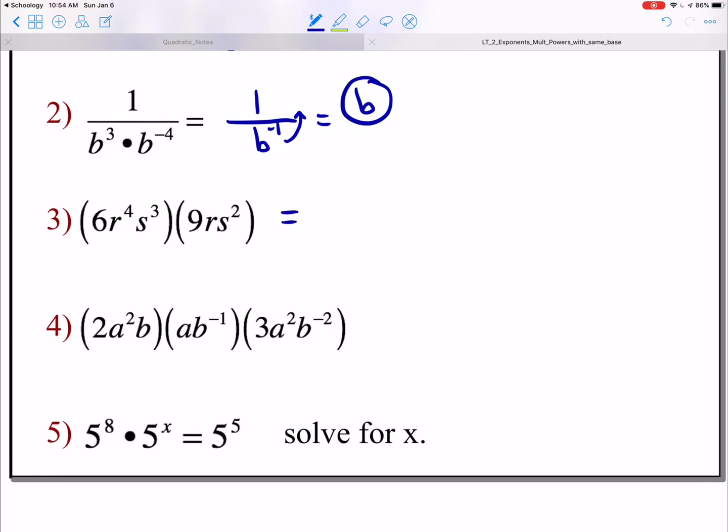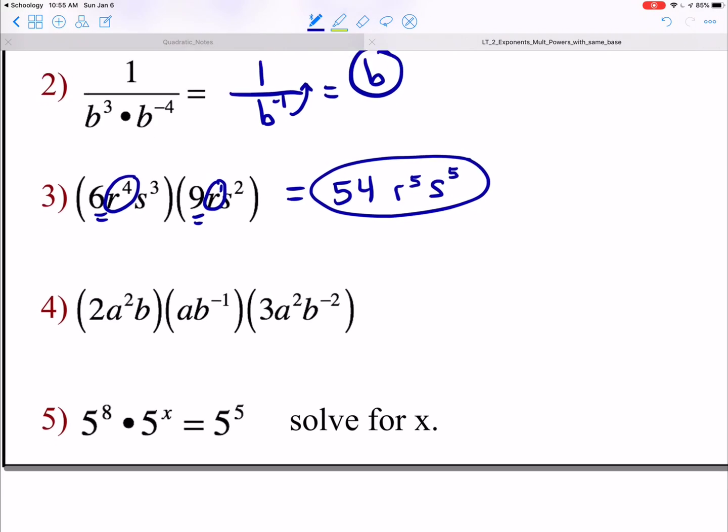Number 3, we're just multiplying. There's no addition or subtraction, so I'm able to do 6 times 9. I get 54. I can do my r's because they have the same base. An r alone means that it has an exponent of 1. So I do 4 plus 1 to give me r to the 5th. S, I can add my exponents and I get 3 plus 2, which gives me 5. There are no negative exponents, so I'm going to circle that.